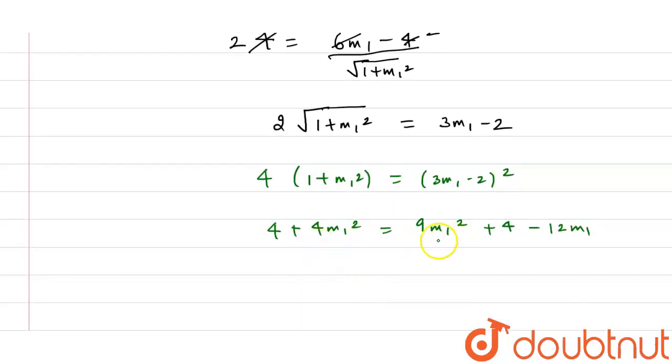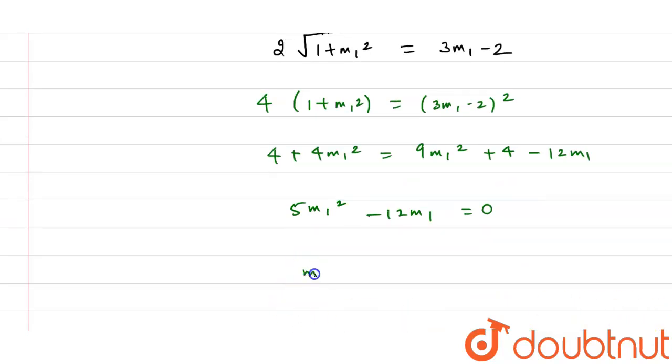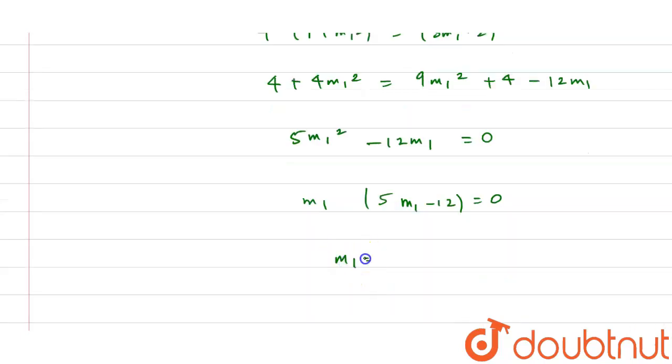If we take all these terms to this side, 9m1 squared minus 4m1 squared, this will be 5m1 squared minus 12m1, and 4 and 4 cancel out, equal to 0. Taking m1 common, we get m1 times 5m1 minus 12 equal to 0. So from here we get two values: one is m1 equal to 0 and the other is m1 equal to 12 by 5. So we get two values of m1.